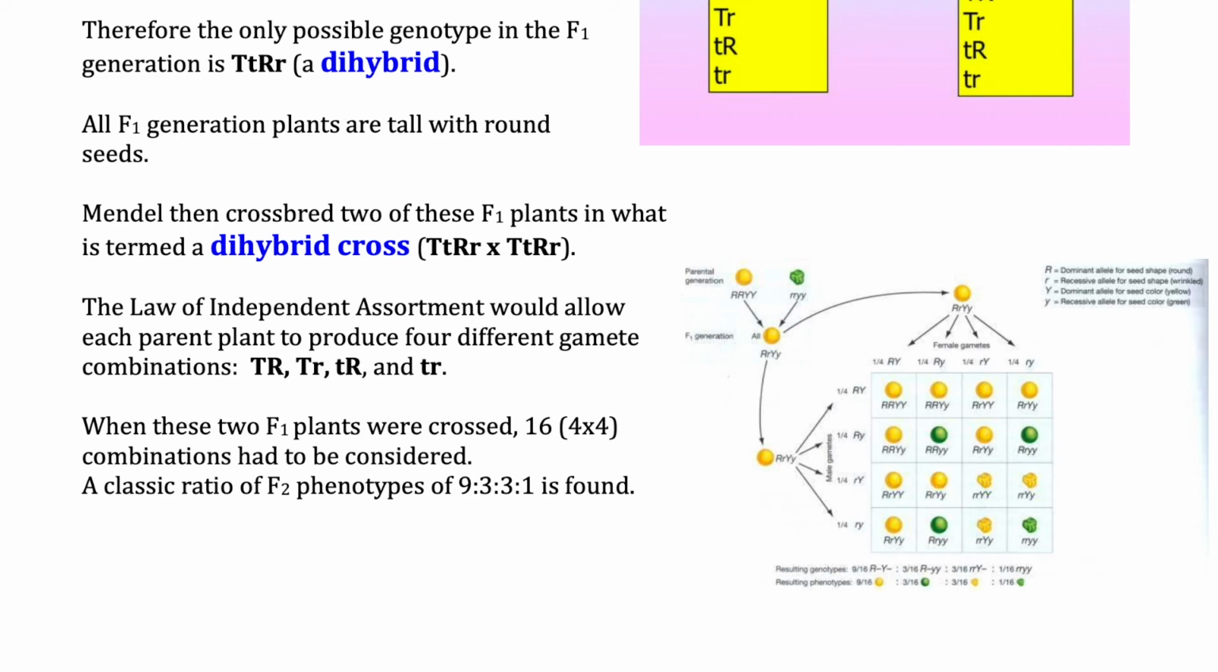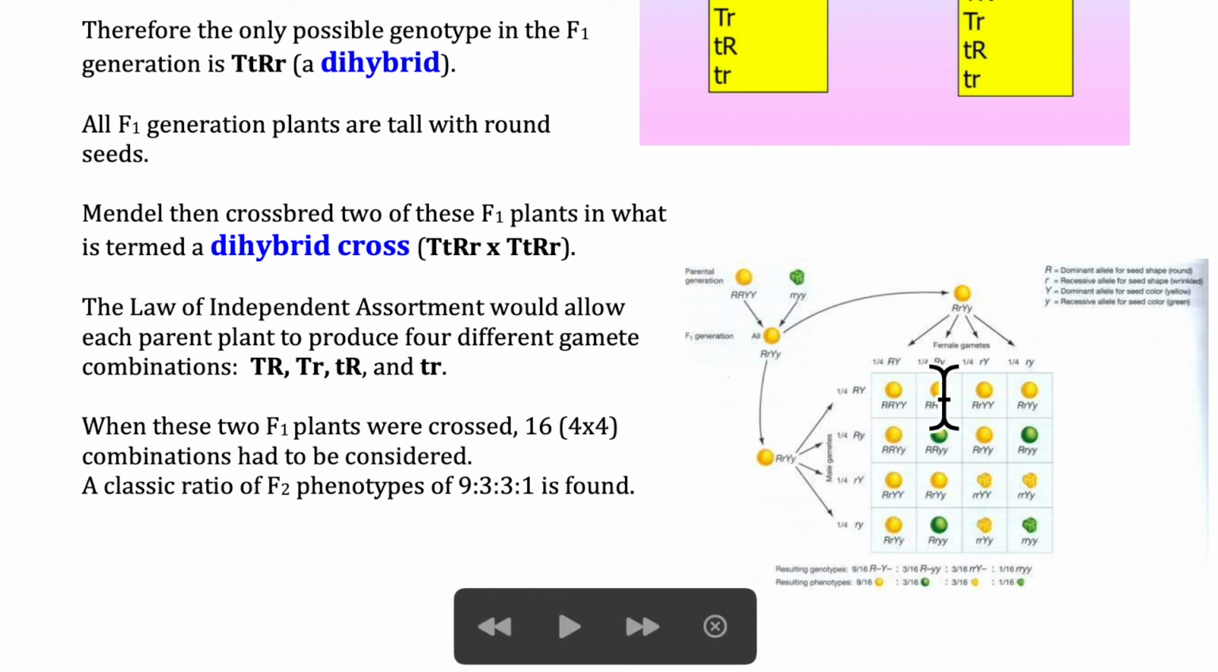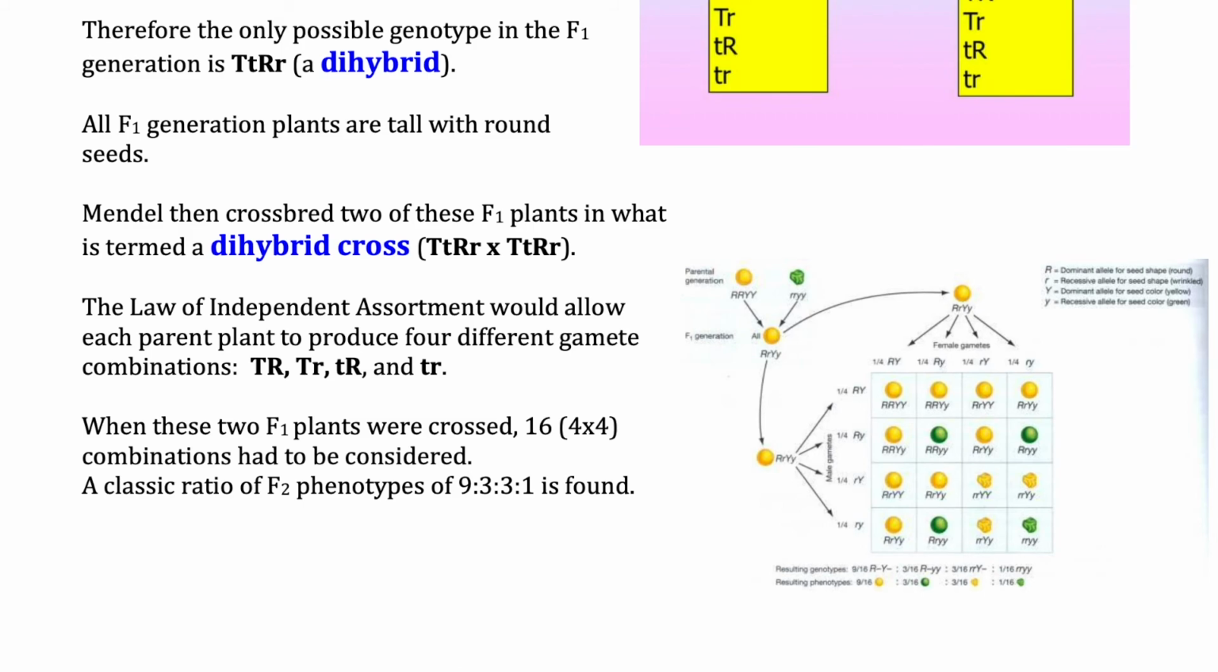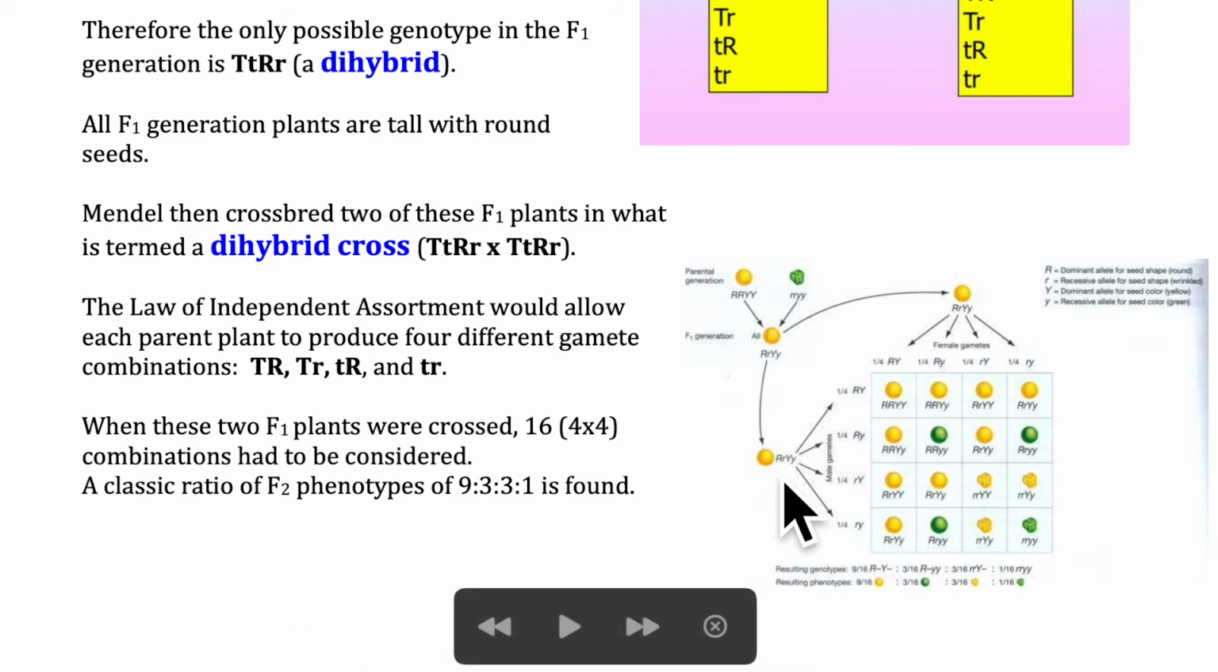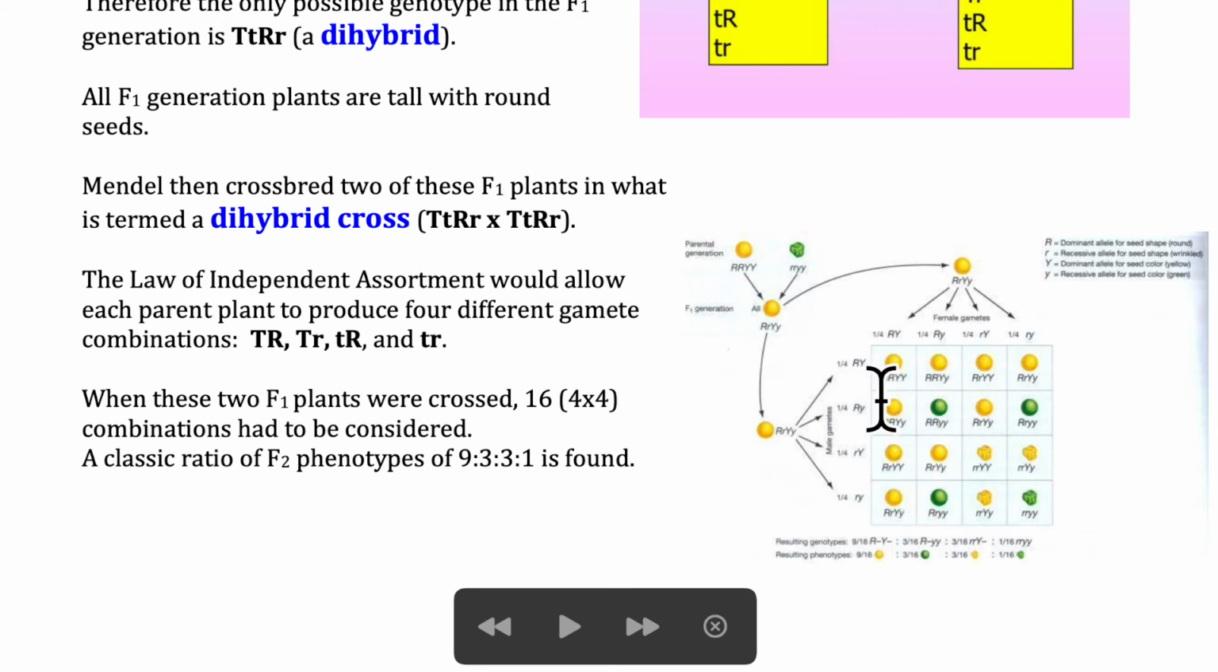When these two F1 plants were crossed, 16 combinations in a 4x4 grid had to be considered. A classic ratio of F2 phenotypes of 9:3:3:1 is found. Of course, that's 16, and our 4x4 grid that you can see on the side here. You can see all the different combinations.